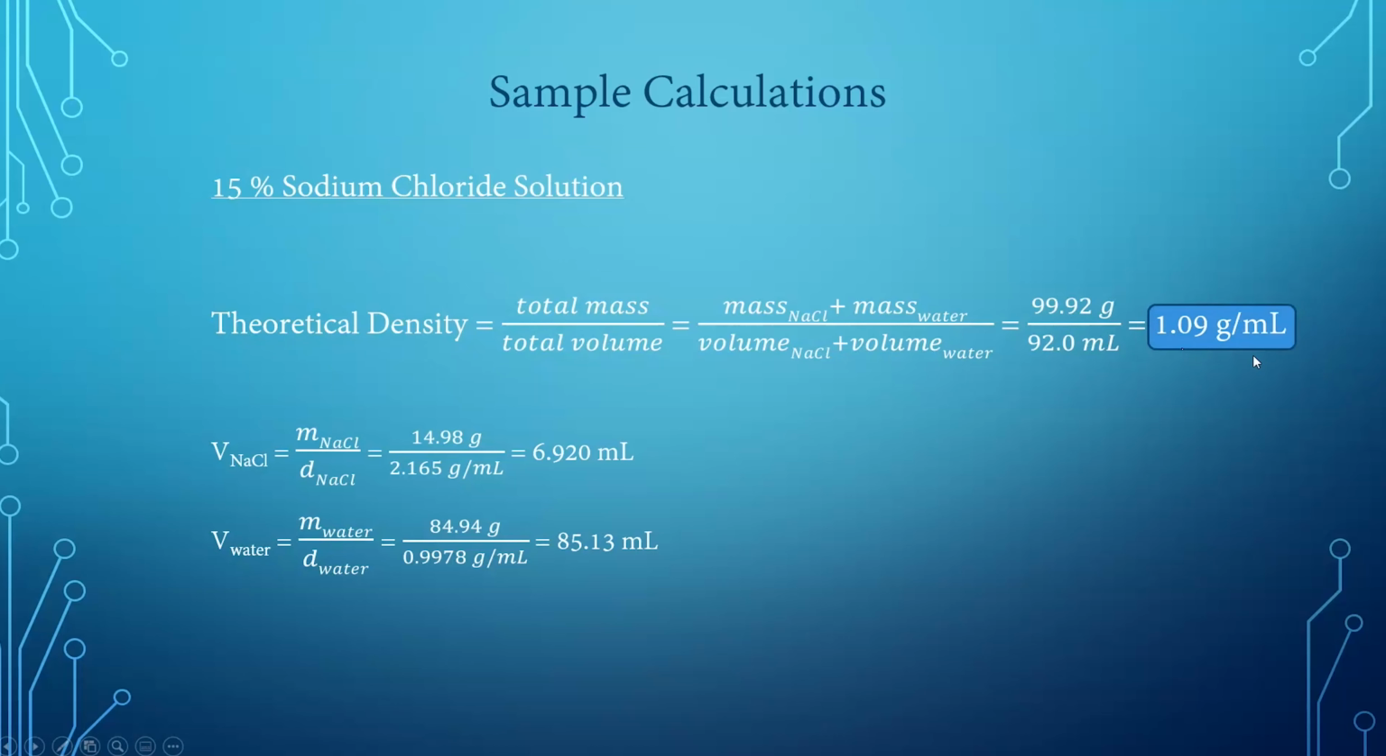It turns out that our theoretical density was actually very close to our measured density of 1.1 grams per milliliter. So you're going to go ahead and calculate this for the other 15 solutions, and then you can use that information to prepare the graph at the end of the lab and to finish filling in all the tables of data for the other 15 solutions.